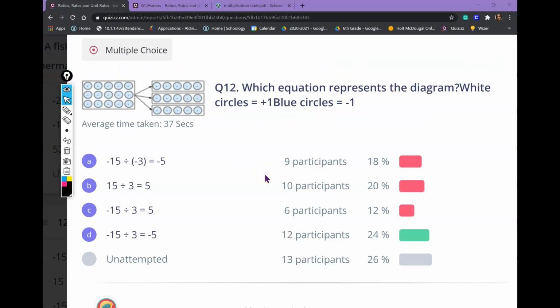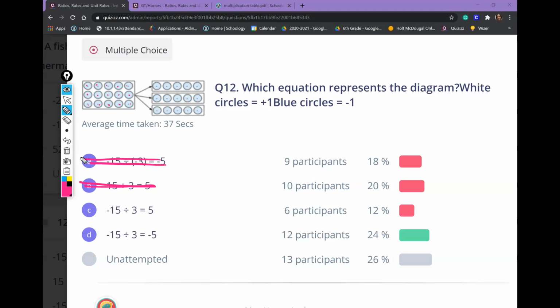This question asks, which equation represents the diagram? White circles equal +1 and blue circles equal -1. These are blue circles, so they're all negatives. So they'll have that little negative sign in the middle. So what I'm going to do is count how many negatives I see. So that's 6, 7, 8, 9, 10, 11, 12, 13, 14, 15. 15. So I'm going to cross off the answer choices that don't have a -15. Then I'm also going to cross off answer choices that have a -3, because our groups aren't negative.